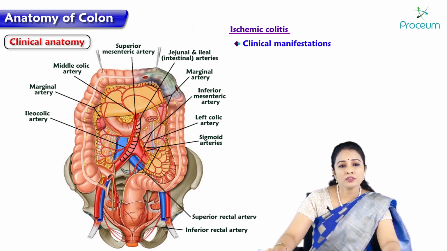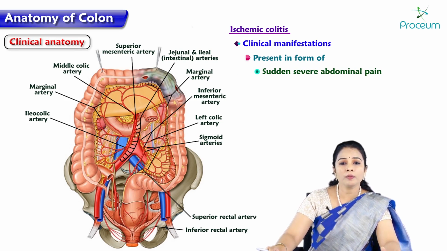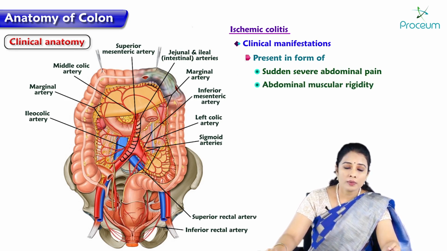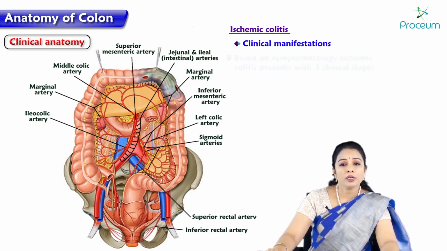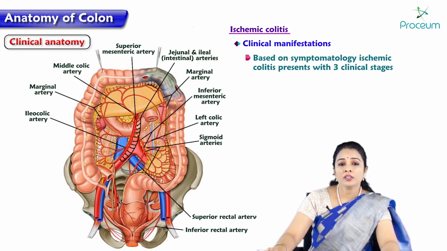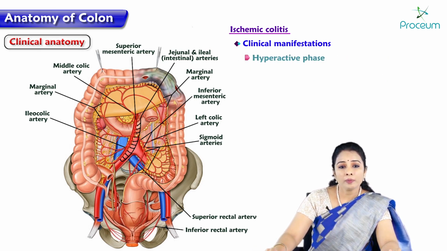Clinical manifestations of colonic ischemia are sudden severe abdominal pain, abdominal muscular rigidity, nausea, vomiting, bloody diarrhea and melena, meaning blood in the stools. Based on the symptomatology, ischemic colitis presents in 3 stages, that is the hyperactive stage, paralytic stage and shock phase.